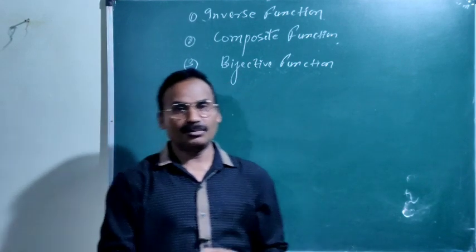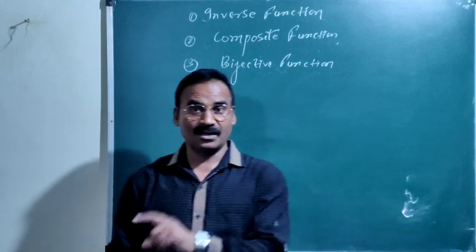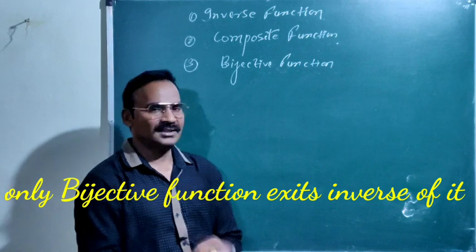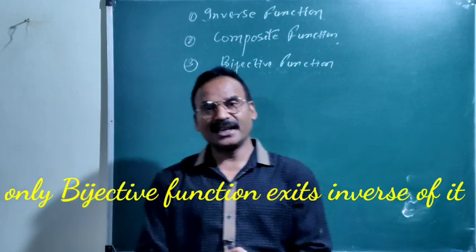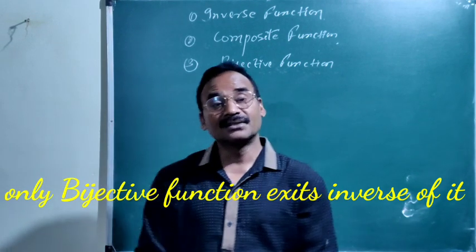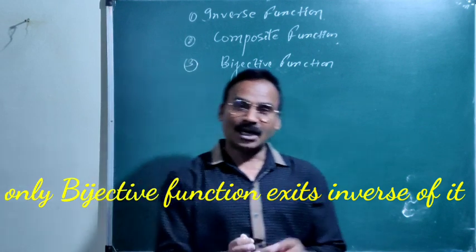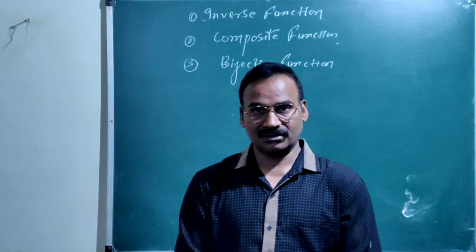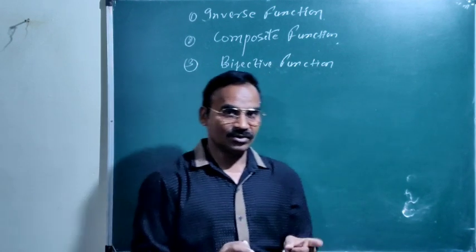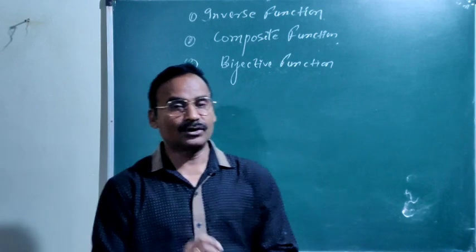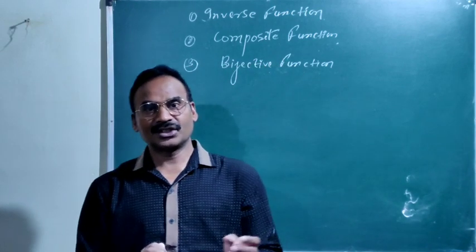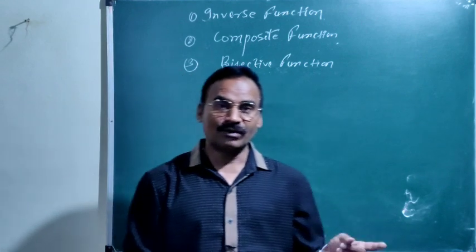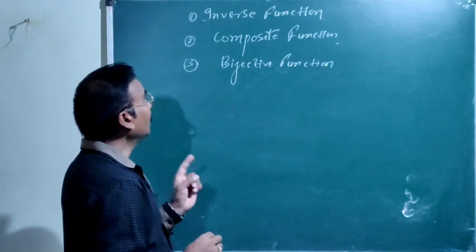The function is called bijective if it is one-one and onto both. So we can say that any function has an inverse function if it is one-one onto. Without one-one onto, you can't find the inverse function. Not possible. So it is clear. For the inverse function to exist, the function must be one-one onto.